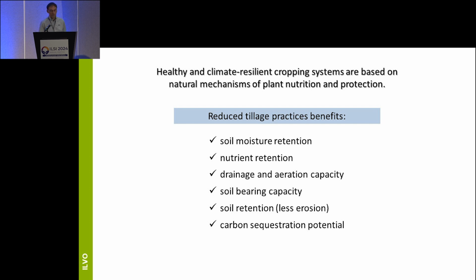You also get a better soil bearing capacity for machines, for harvesting machines, for example. And you have soil retention in the case you have a slope, you have less erosion. Then you have also possibly a better carbon sequestration potential by better rooting of the whole soil profile.